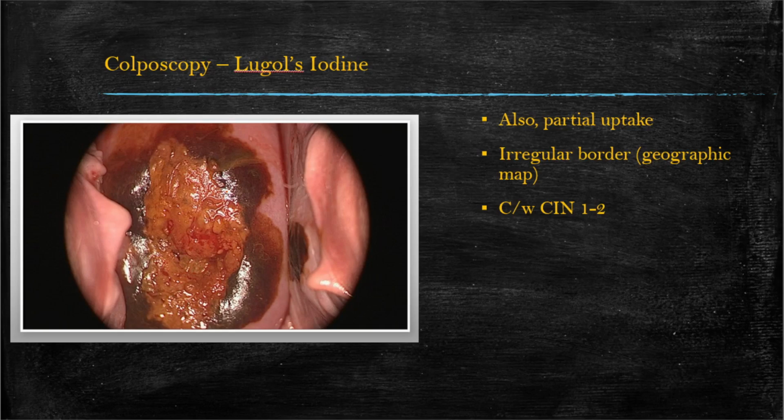So this area here has partial uptake. There are areas here that are a little bit different in their appearance than down here around the os itself. Some very irregular borders there. So this is indicative of some degree of dysplasia and that more coarse appearance. It'll be interesting to see what this looks like with the aceto-white.